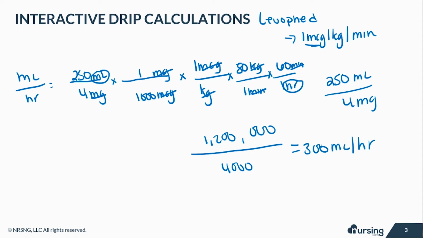If you need to rewind this little section to do this problem over and over again, please do that. My best advice is if it's milliliters per hour, your first segment is going to start with mils, and whatever's here, you have to put up here so it cancels out.